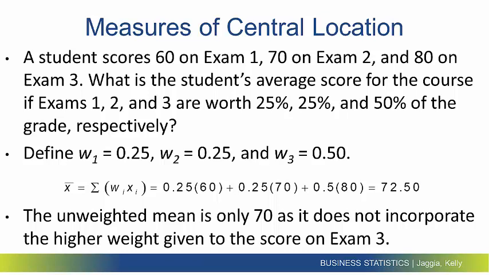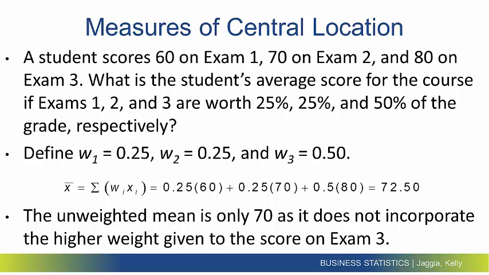To calculate the student's average score, we could simply average out the three grades of 60, 70 and 80 and would get an average or a mean of 70%. However, this does not take into account the higher weighting given to exam 3.